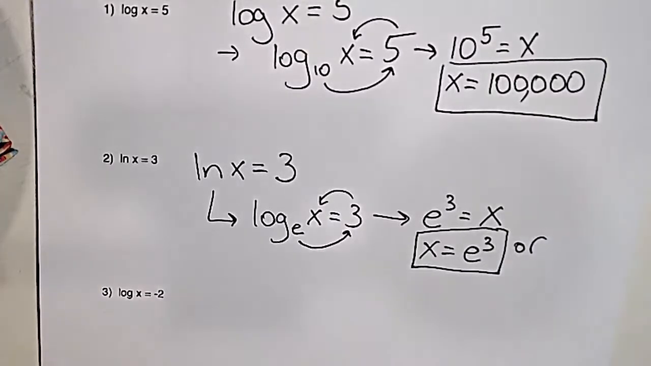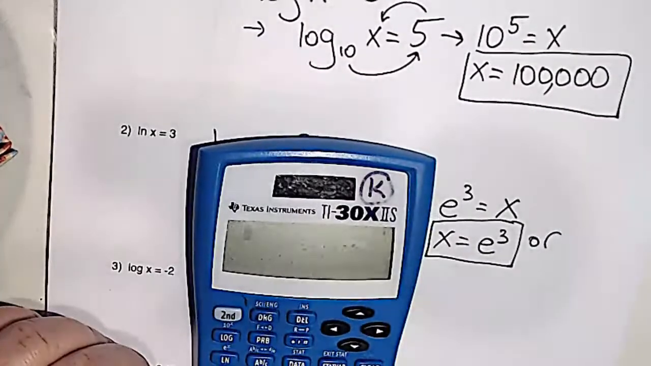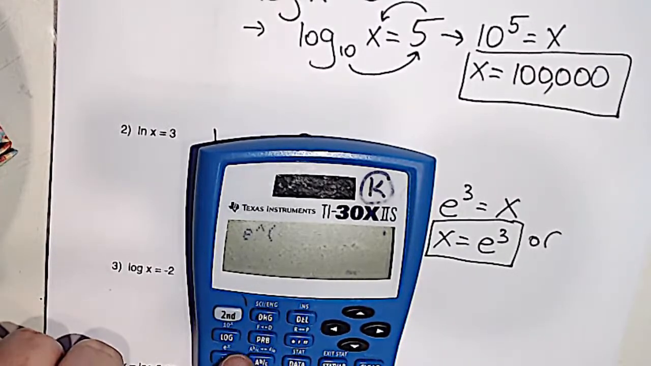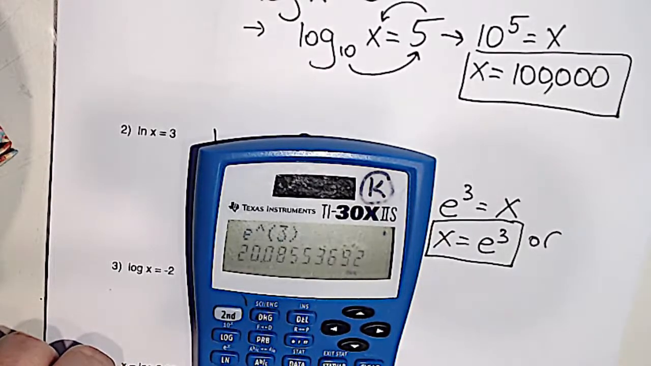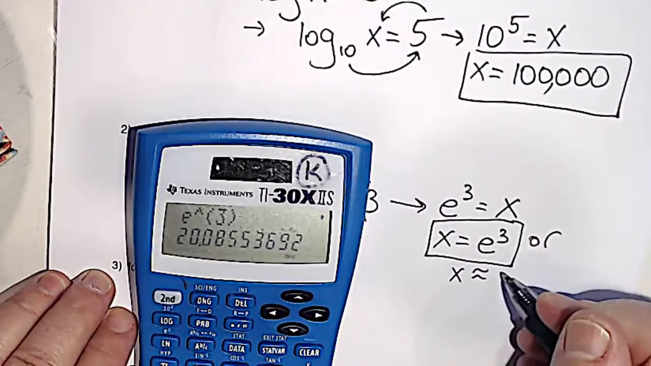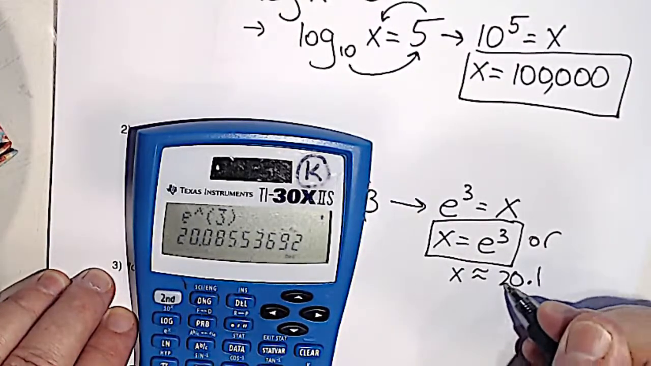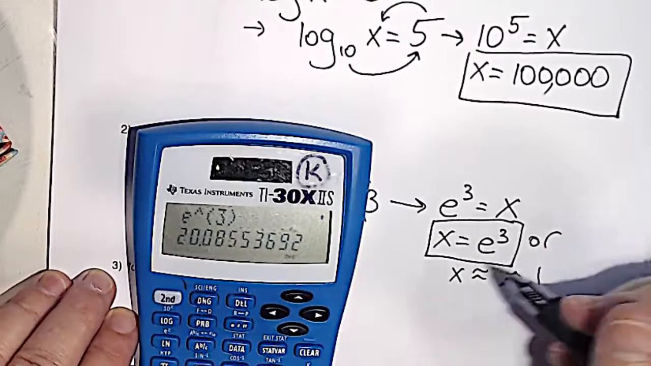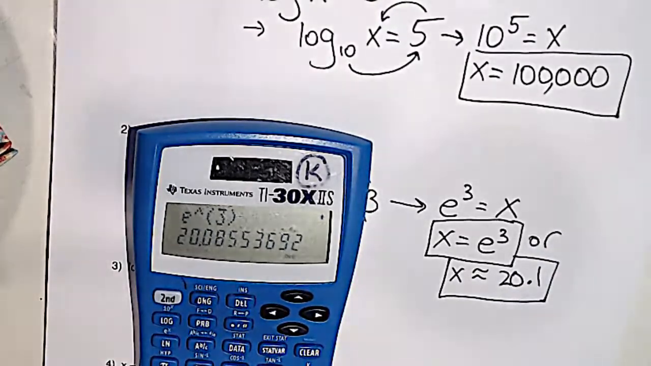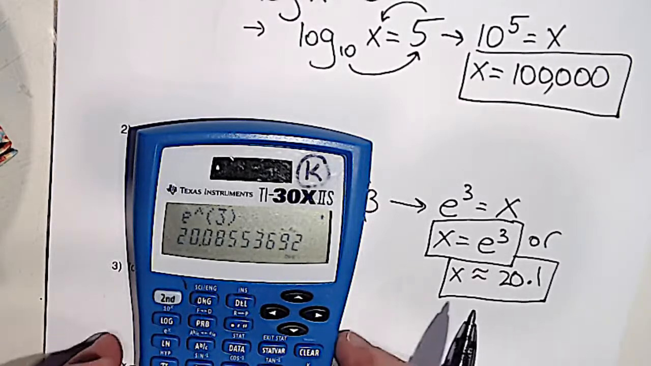Or on my calculator, remember, I go up above natural log to get my e to the x. e cubed is about 20.1 if I round to one decimal place. So it depends on whether I wanted an exact answer or an approximation.